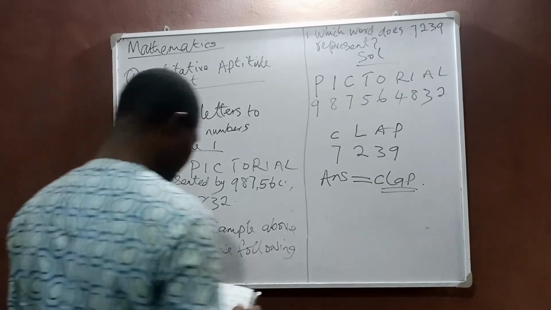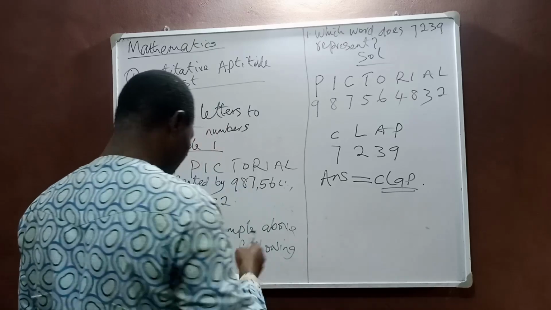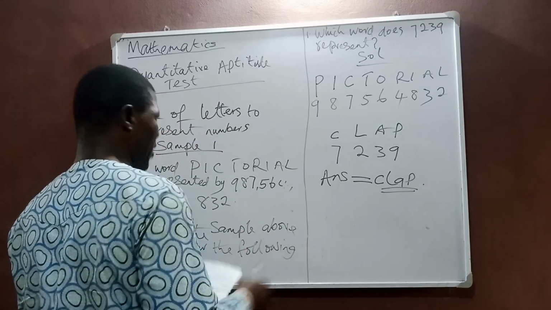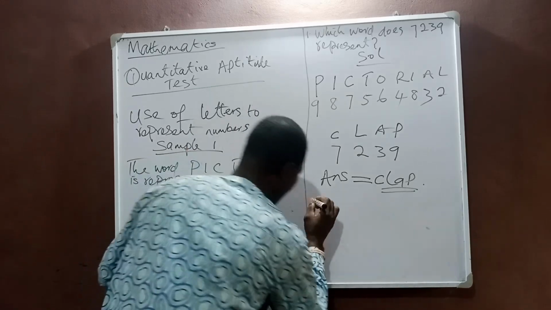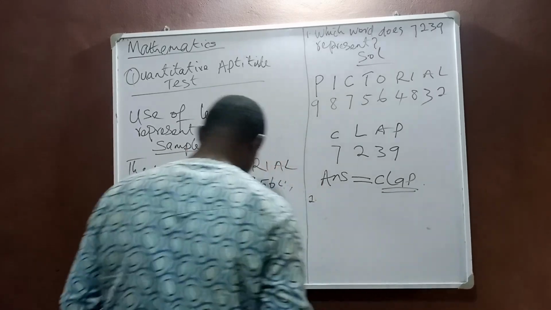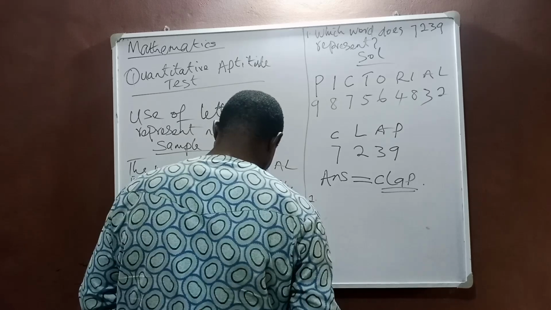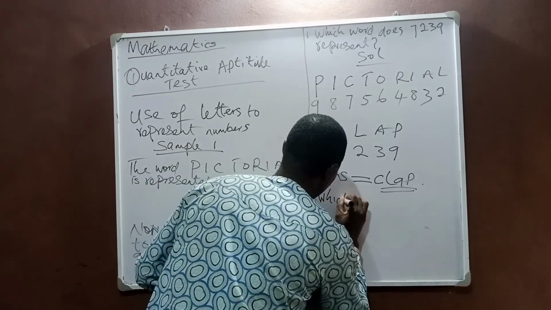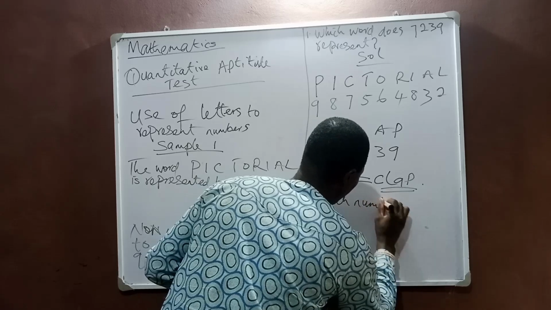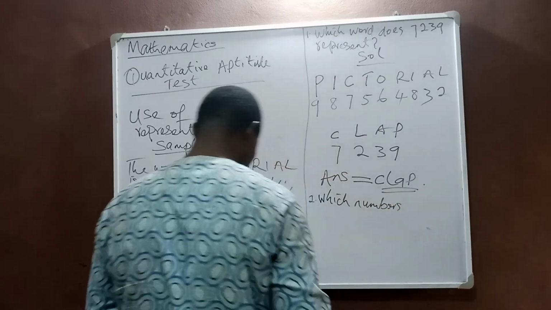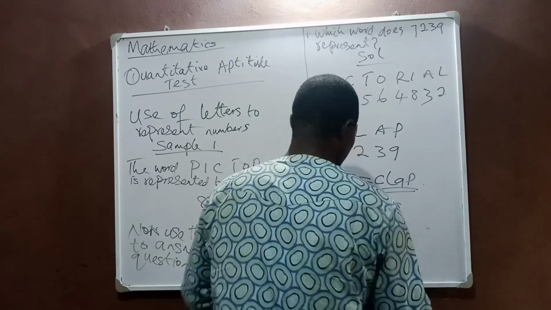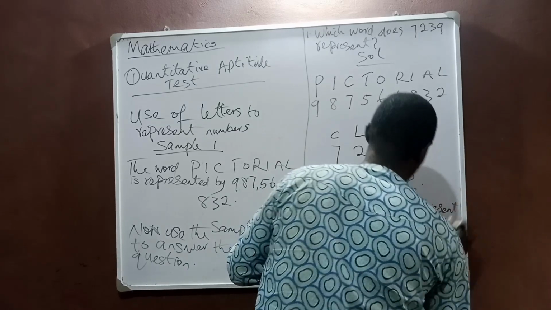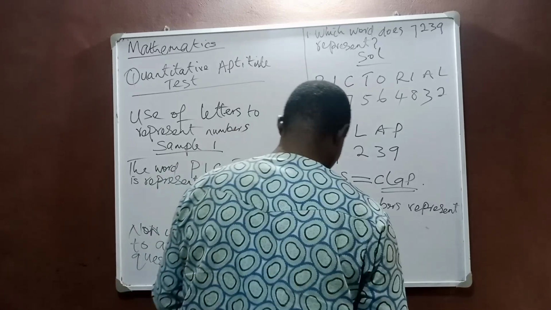Watch another one. From the sample, we represent each letter by the number that is attached to it. Okay, I've said that one. Number 2 question. Watch this question now. Number 2. Which numbers represent tropical?